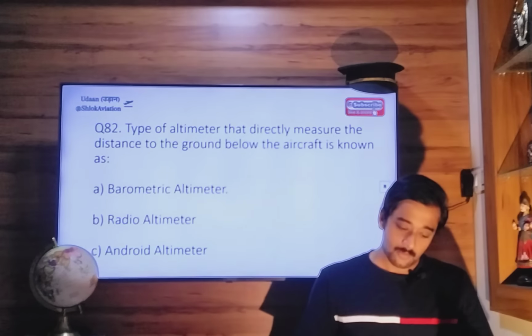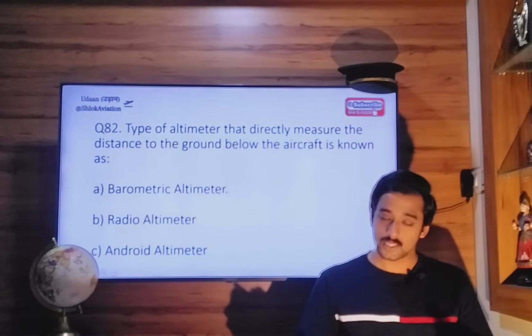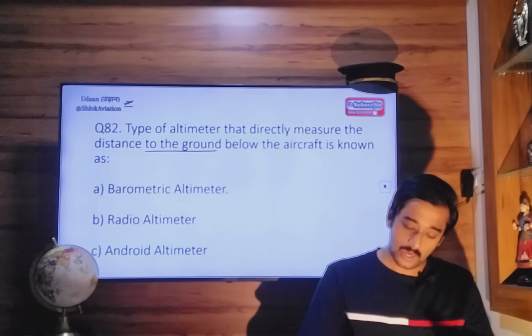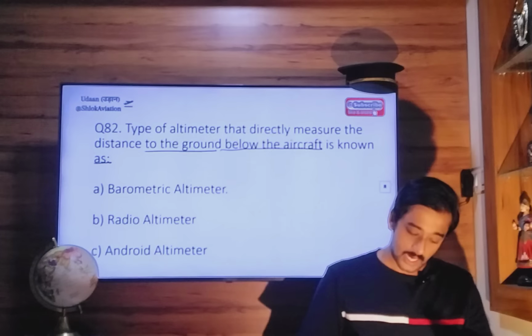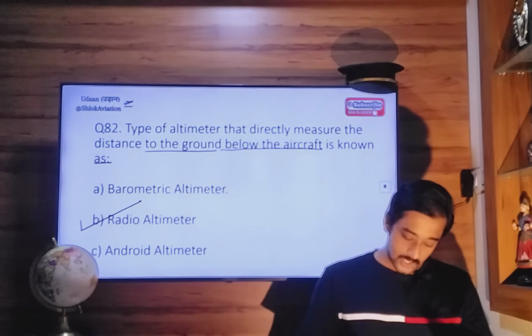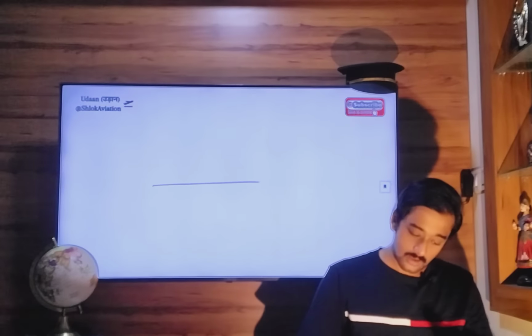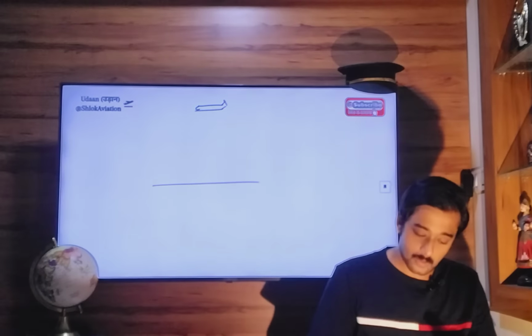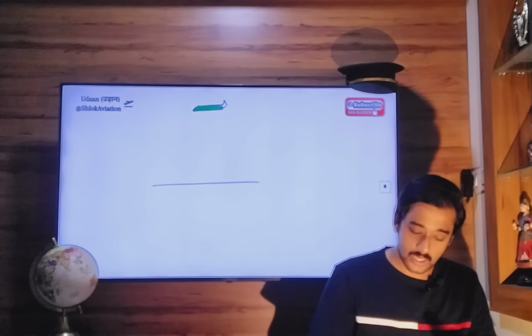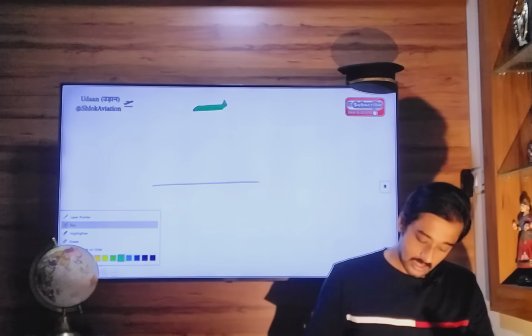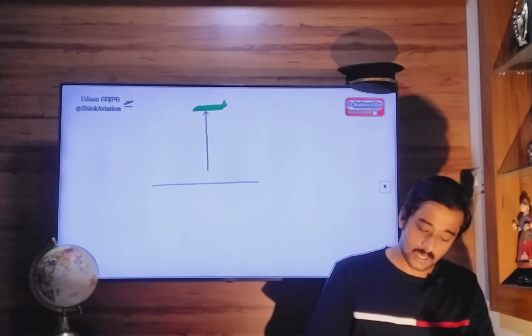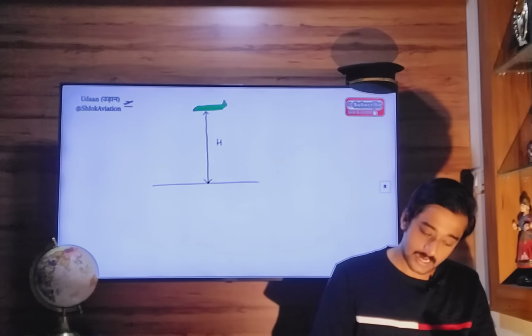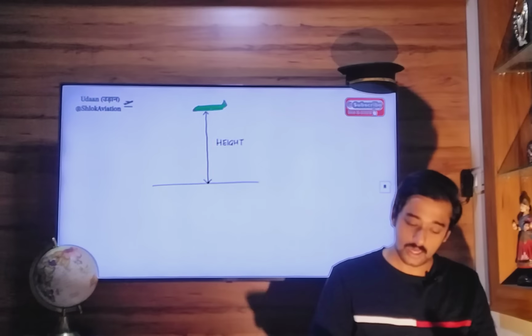Next. The type of altimeter that directly measures the distance to the ground below the aircraft is called what? That altimeter is called a radio altimeter. So radio altimeter is that altimeter which will measure the vertical distance between your aircraft and the ground below. This vertical distance will be called height.